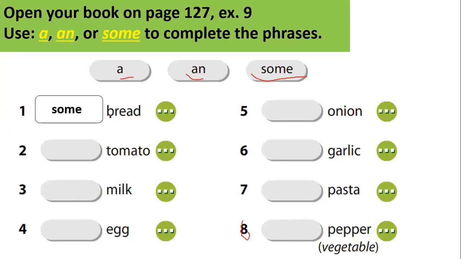Exactly. So bread, in this case, is it countable or uncountable? Bread, countable, like the bread when you make a sandwich. Okay. So please complete number 2, number 3 to number 8 with a, an, or some. Consider if you think they are countable or uncountable.